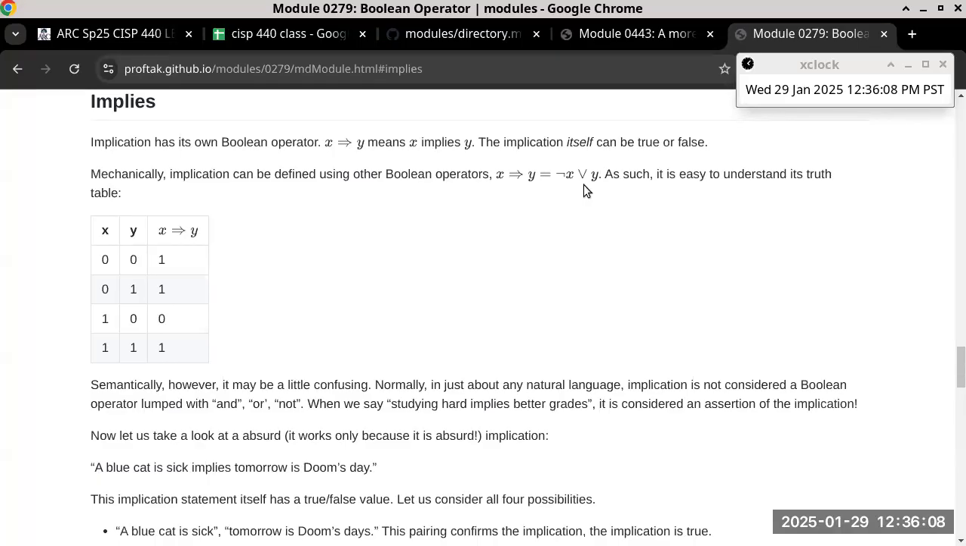Nope, it's just memorization. Just deal with that table. Or you can also look at it from the perspective of x implies y being the same thing as the negation of x or y. Either way works. They're both mechanical ways to get to the same result.